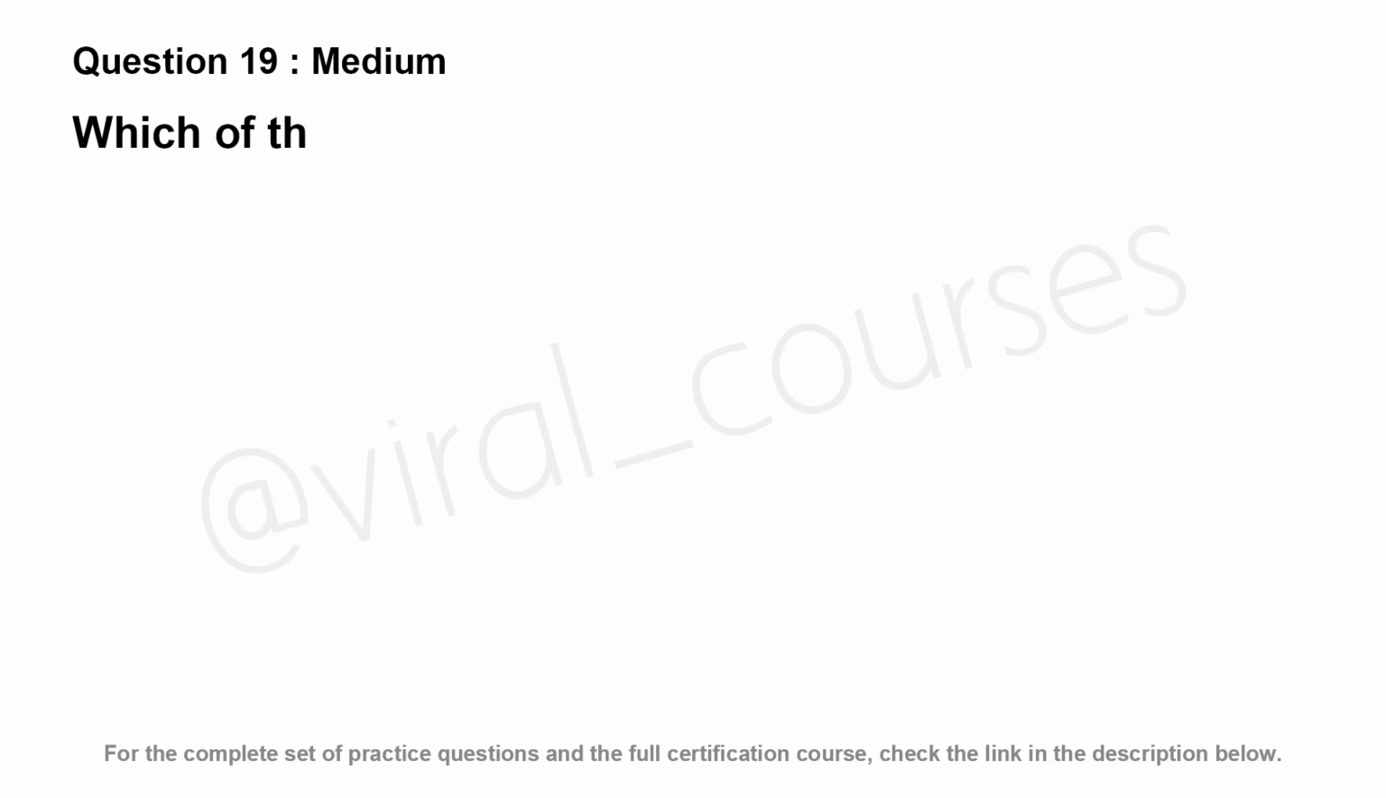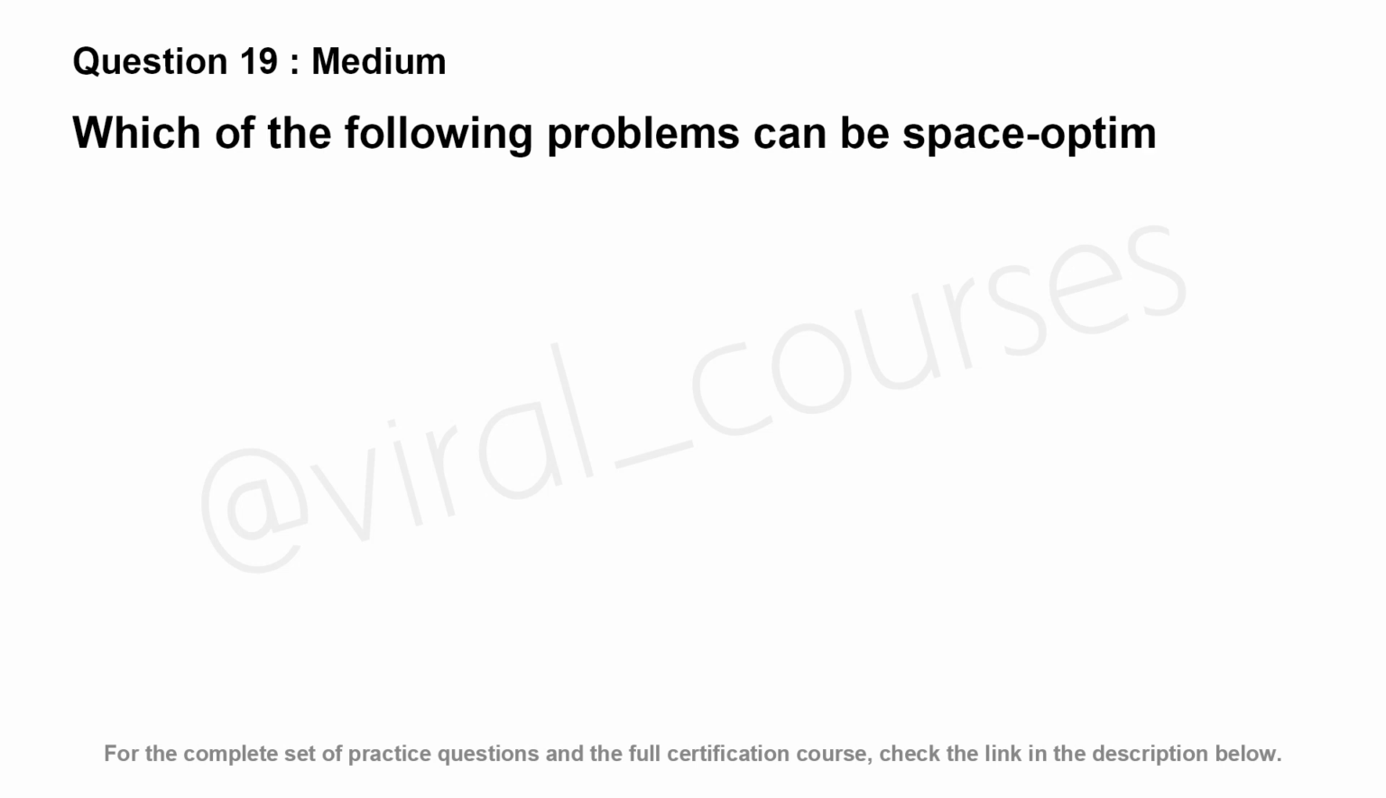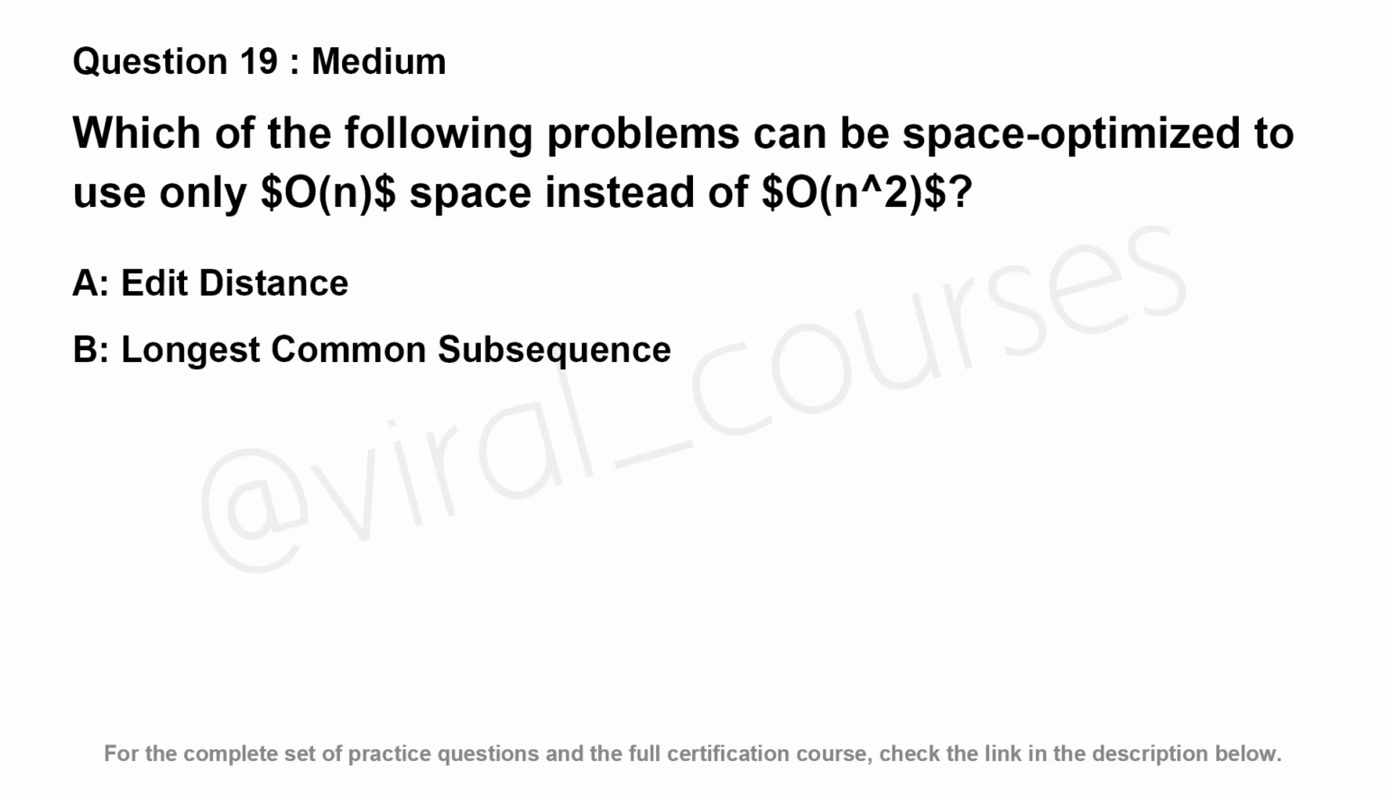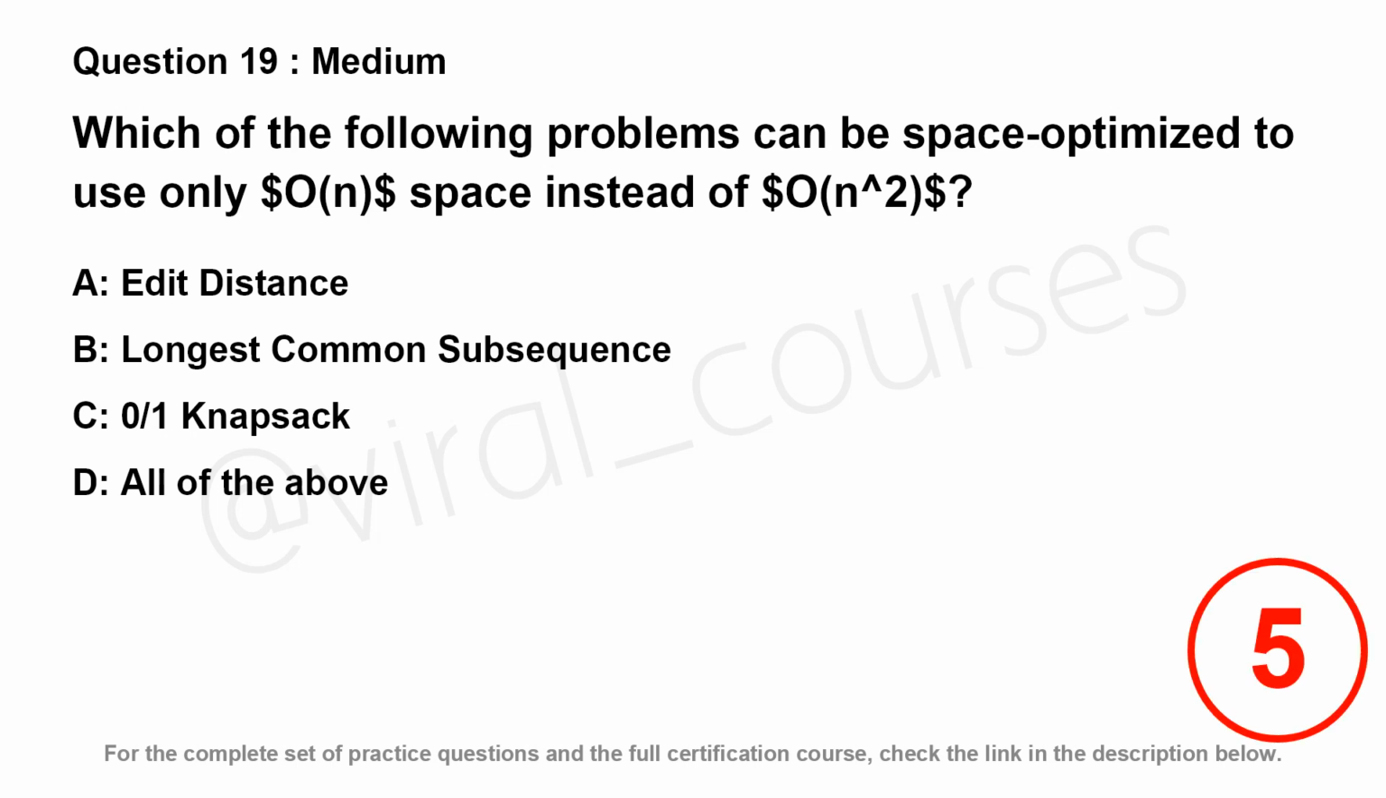Which of the following problems can be space optimized to use only O(n) space instead of O(n squared)? Option A. Edit distance. Option B. Longest common subsequence. Option C. 0/1 knapsack. Option D. All of the above.